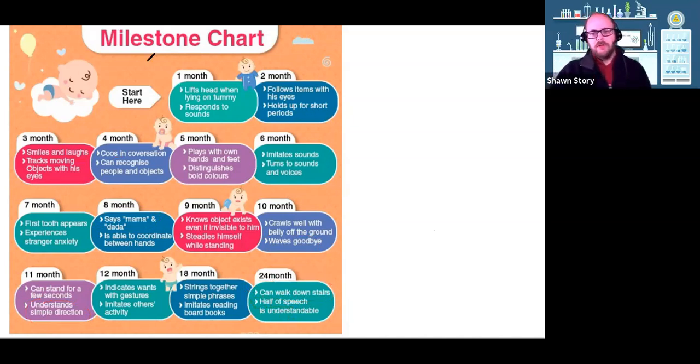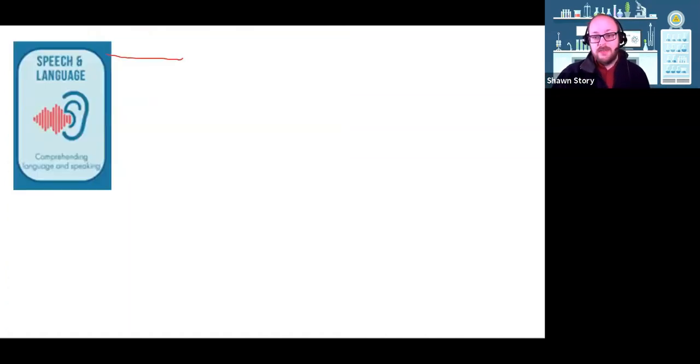So these are all milestones. But something to keep in mind is that they are just milestones, right? They're kind of benchmarks, but it doesn't necessarily mean there's some type of problem. It doesn't mean there's any type of developmental disability if a child hasn't reached that benchmark yet. Some children develop faster than others, and some develop a little bit slower than others. And we definitely see that with speech and language.